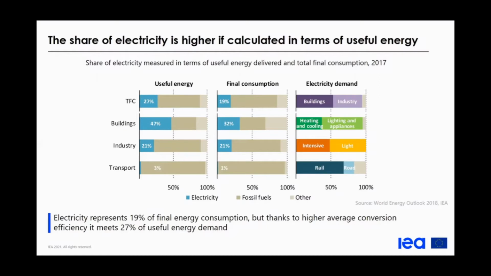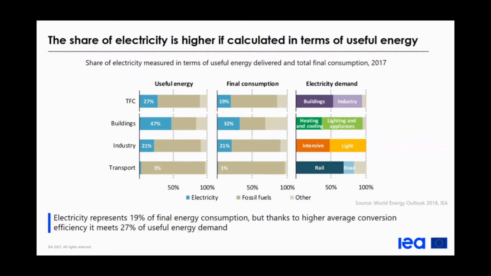More on demand: we looked yesterday at end-use sector energy demand. Electricity accounts for a very important part of it. At the global level, we are talking about one fifth of end-use sector energy demand that is met by electricity. And if we consider that electricity has a higher conversion efficiency compared to other fuels and other energy vectors, then this share of useful energy is even much, much higher.